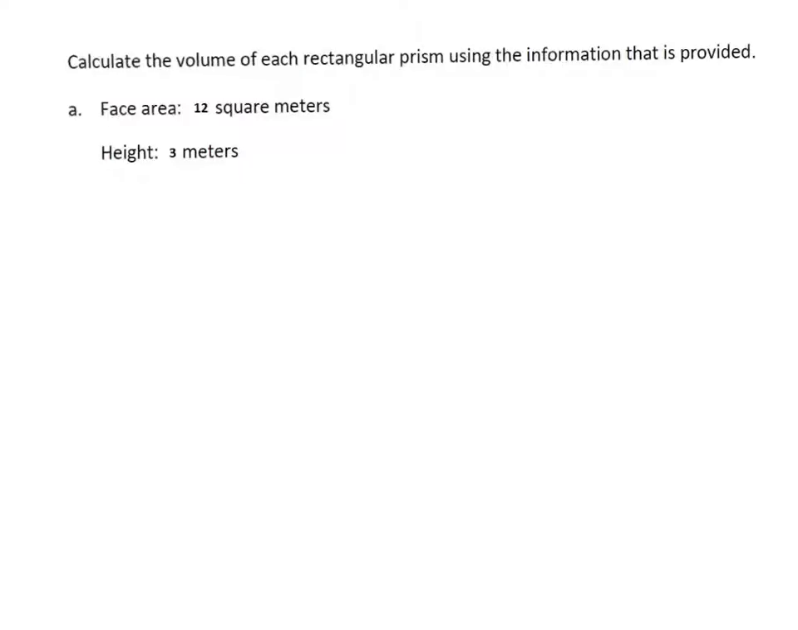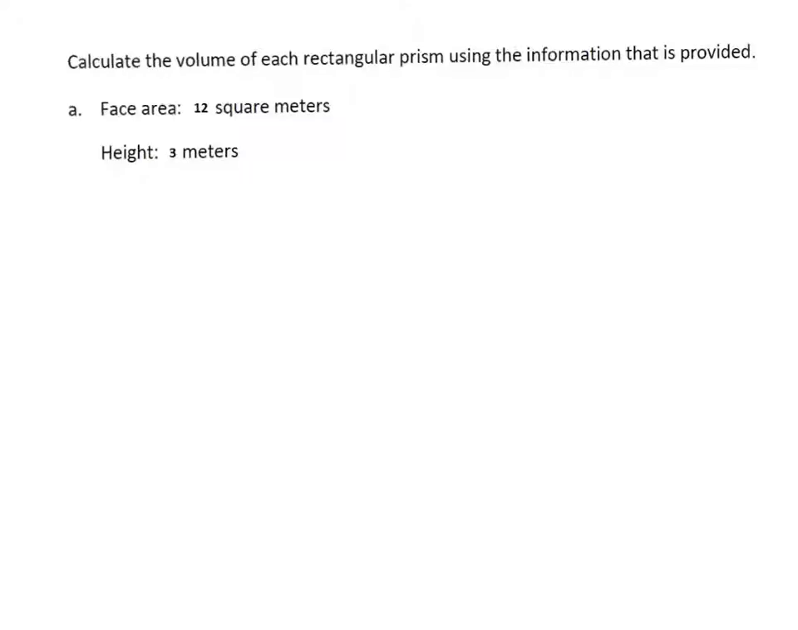This last type of problem just doesn't give you the drawing. They give you a face area of 12 square meters, and they give you a height of 3 meters. Now on first inspection, you look at this and you think, oh, I need 3 numbers for volume, length times width times height. They only give me 2.